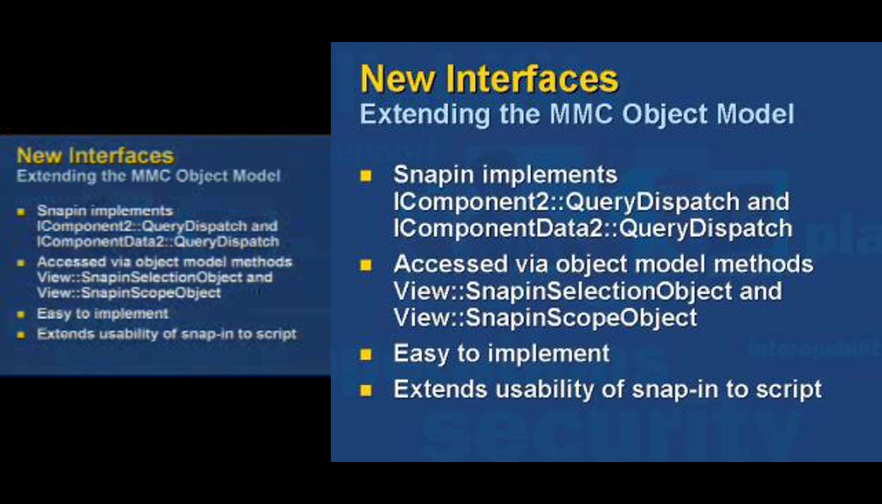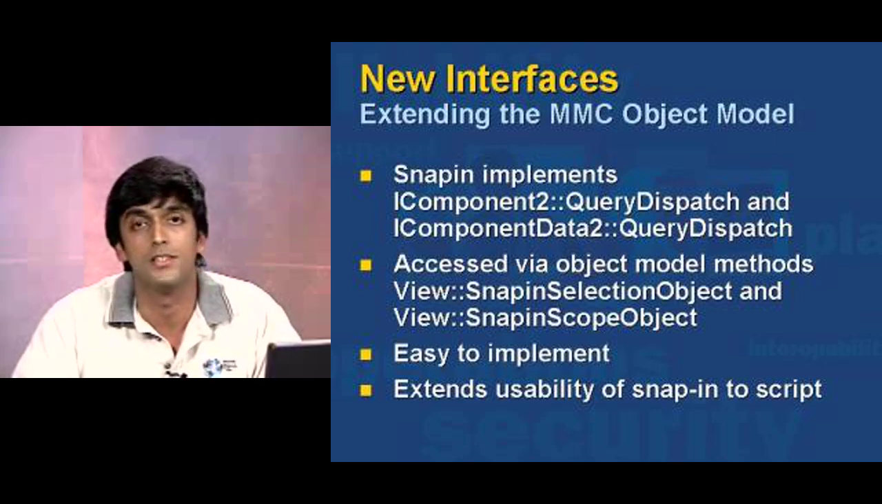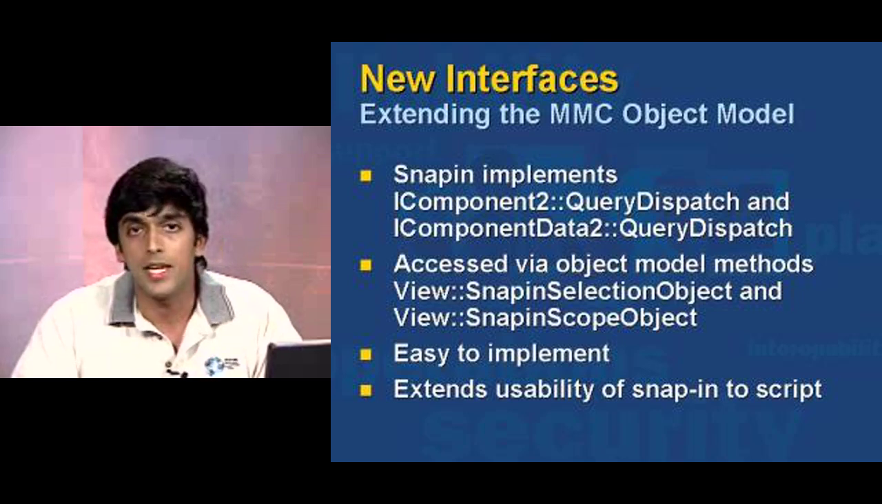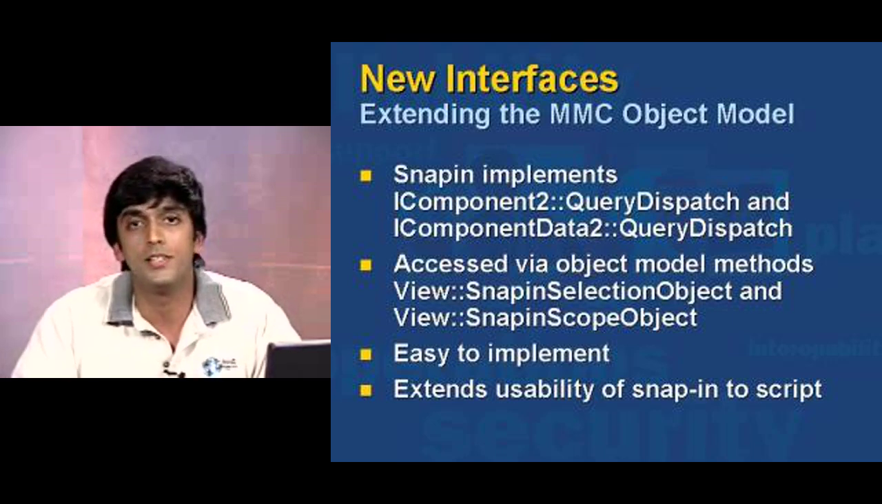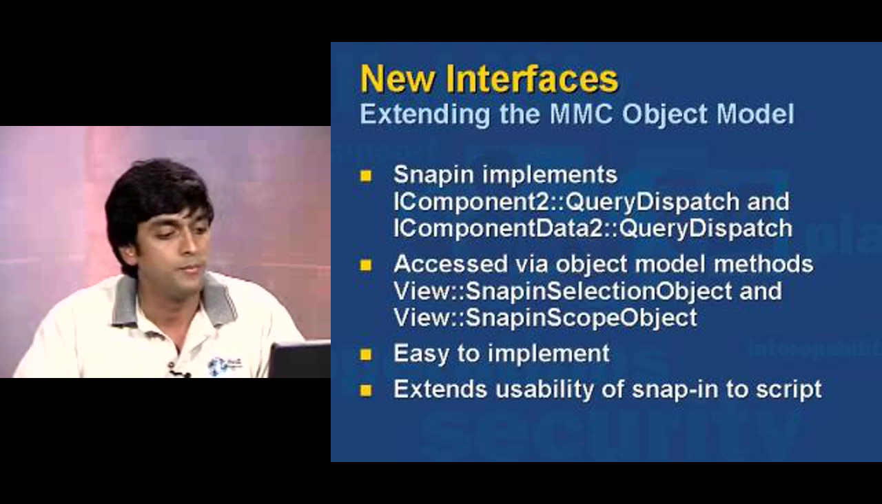In addition, now that MMC has provided a rich object model, it is also easy for snap-ins to extend this object model and thereby support script and scripting for almost free. In MMC 1.x, the interfaces IComponent and IComponentData both had methods called QueryDataObject, which essentially allowed MMC to obtain an object that represented a node or a set of nodes. MMC 2.0 takes this idea one step further by defining the methods QueryDispatch on the interfaces IComponent2 and IComponentData2.